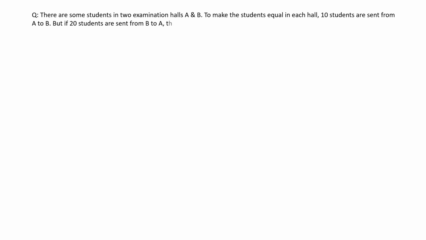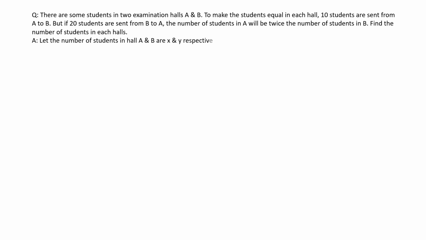The next question is: there are some students in two examination halls A and B. To make the students equal in each hall, 10 students are sent from hall A to hall B, but if 20 students are sent from B to A, the number of students in A will be twice the number of students in B. Find the number of students in each hall. Let's see the answer.